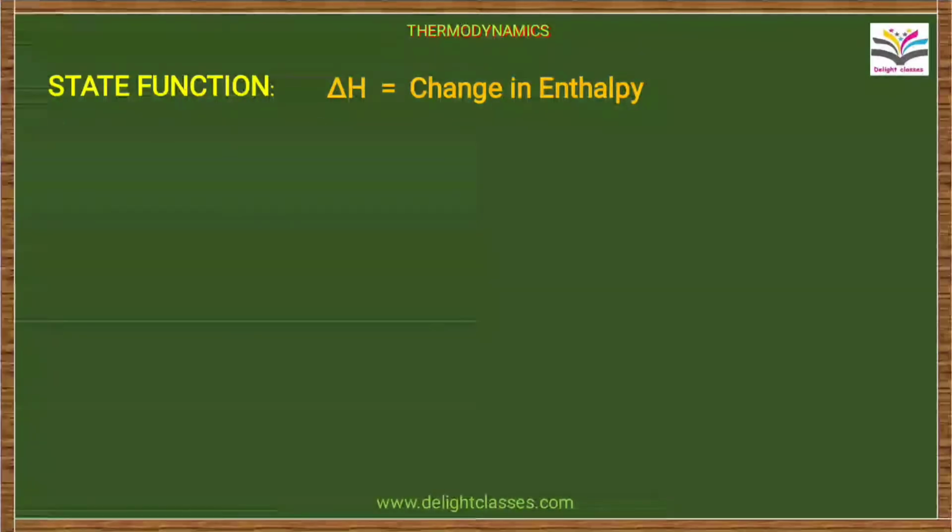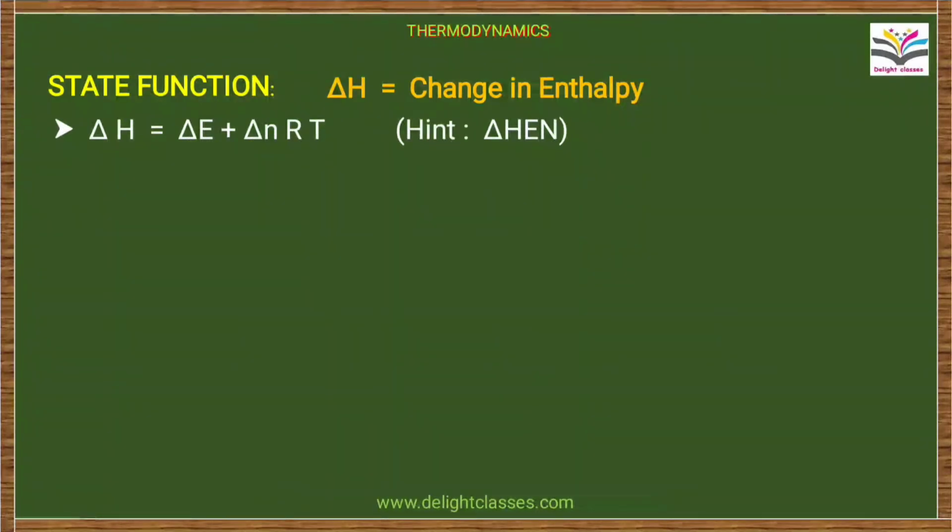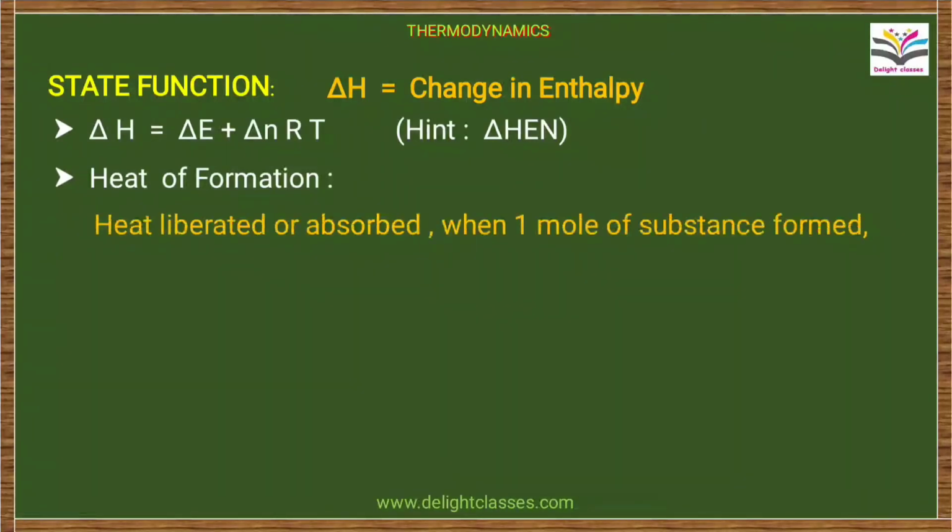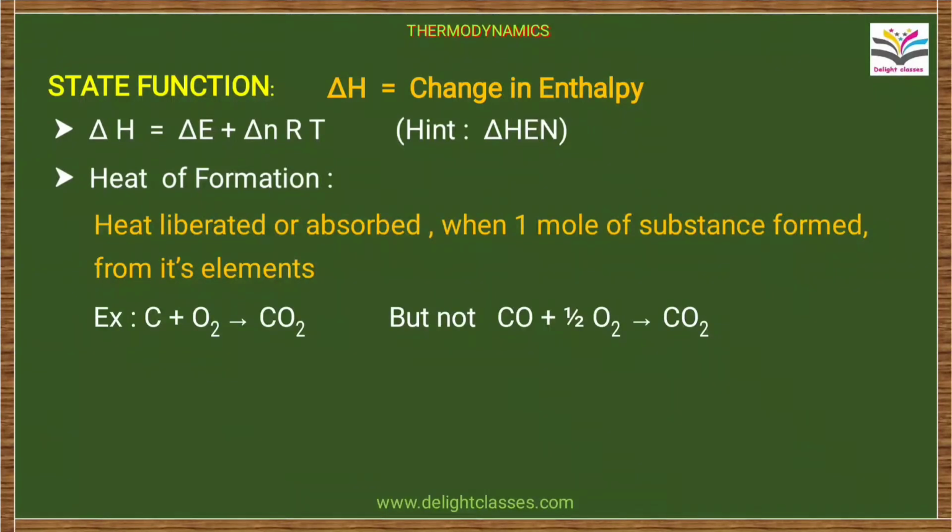Delta H, change in enthalpy. Delta H is equal to delta E plus delta n RT. Hint, delta n. Heat of formation, heat liberated or absorbed when 1 mole of substance is formed from its elements. Example, C plus O2 gives CO2, but not CO plus half O2 gives CO2. Here CO is a compound, not an element.